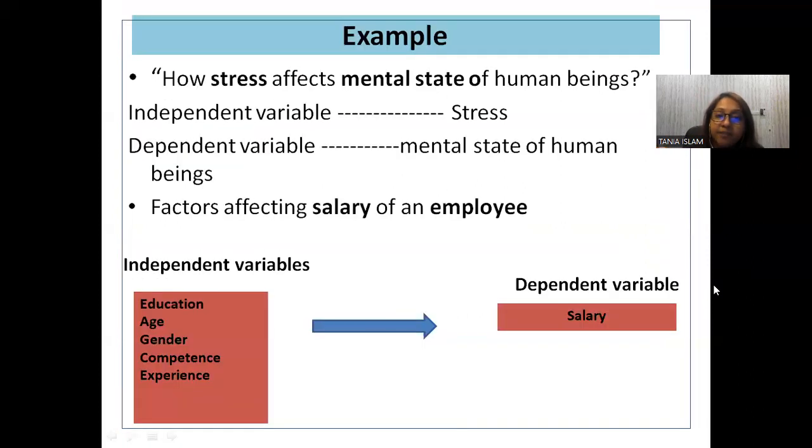There are some important examples. Like if someone asks you how stress affects the mental state of human beings, the first thing that comes is that stress is independent. The dependent variable is the mental state of the human being. So stress doesn't depend on mental state. On the mental state of the human being depends how stressful your life will be, right? Like the other example, the salary of the employee. If you see from the term, your salary actually depends on different things.